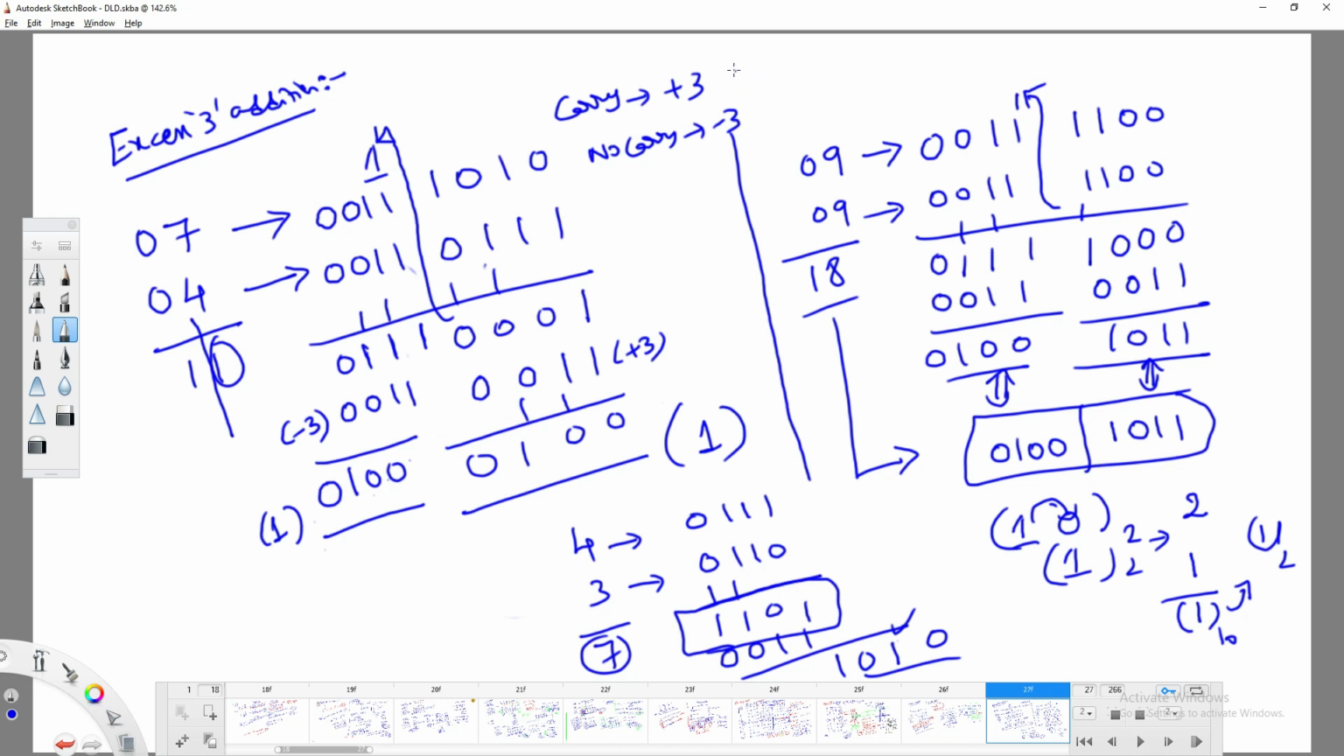So in Excess-3 addition, when carry is generated, you have to add plus 3. When carry is not generated, you have to subtract 3.